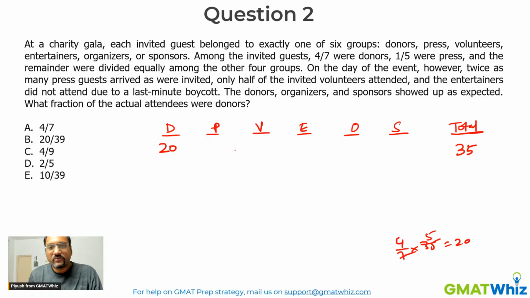1/5 for press. 1/5 is easy to calculate. So press is 7. 1/5 of 35 is 7. And then 27 people are gone out of 35. So 8 are remaining. Now, all of them are equal. So all of them are 2 each.